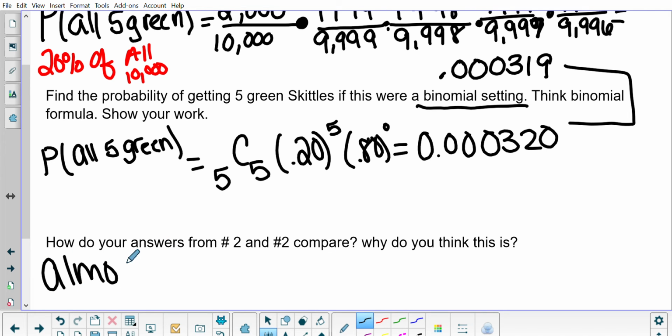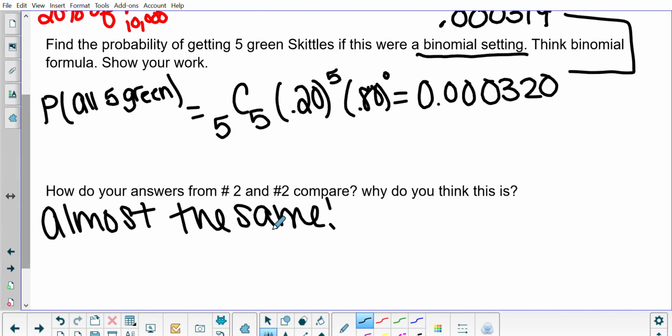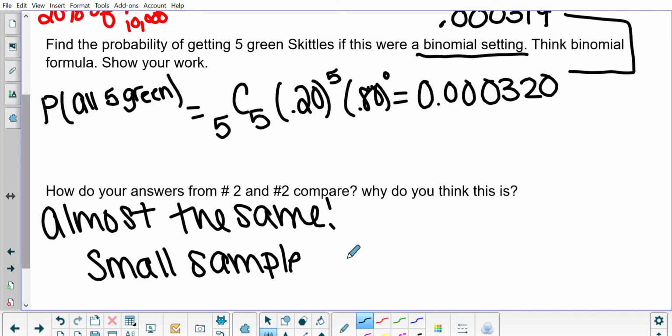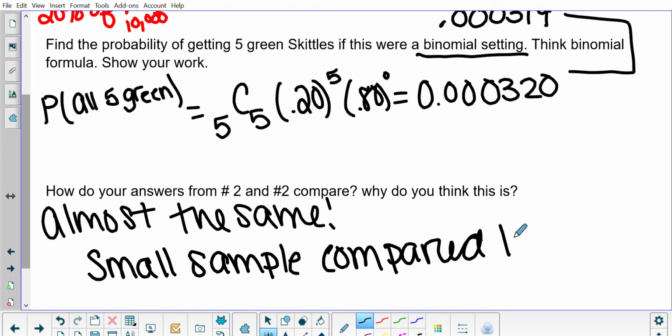Okay, so this is almost the same. The reason why my probability is almost so close is because I have such a small sample compared to my population. That's right now what we know. There's actually another reason that we're going to get into. But that 5 out of 10,000 is very small.